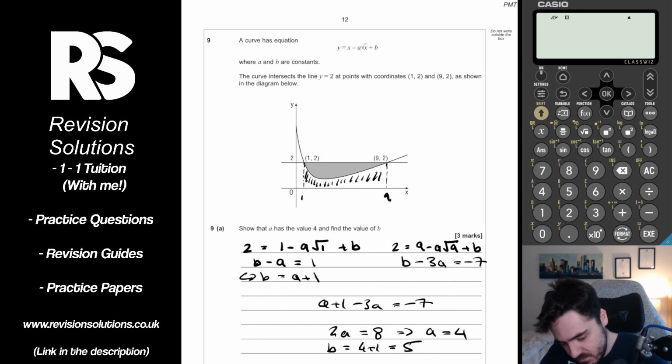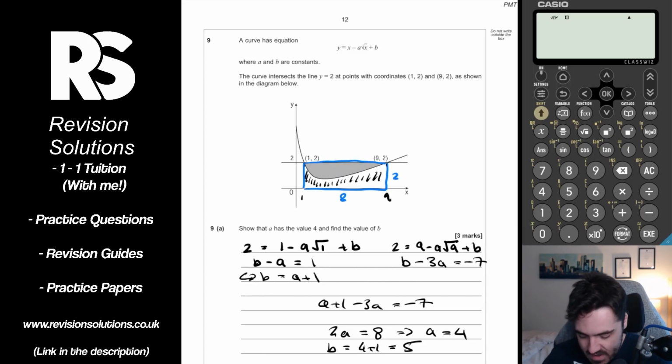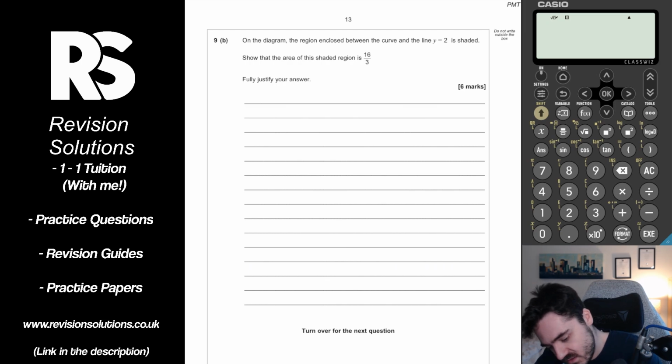And then if we look at this rectangle, which has a height of 2 and a base of 8, if we take the area of that and then subtract the area we can find from the integral of the curve for the area underneath the shaded area, we get the shaded area. So let's find the area of the rectangle first. That's very simple. That's just 8 times 2 is 16.